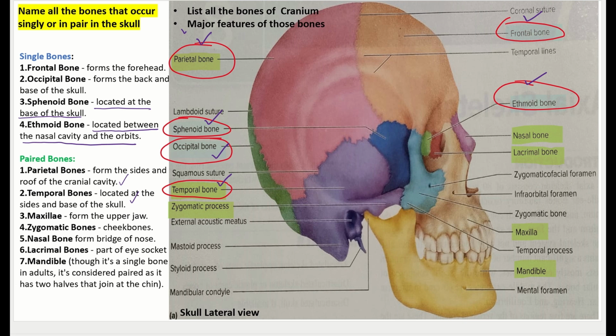To remember the bones of the cranium, use the mnemonic OF PETS. Each letter here represents a cranial bone. O means occipital, F means frontal, P means parietal, E means ethmoid, T means temporal, and S means sphenoid. Using this mnemonic, you can learn the names of the cranium bones.